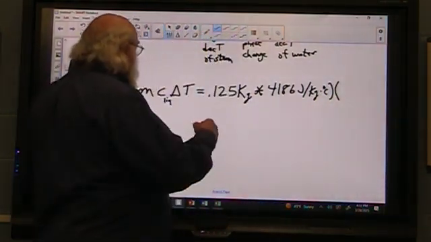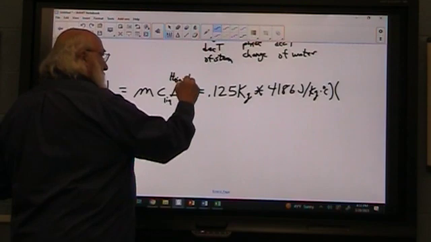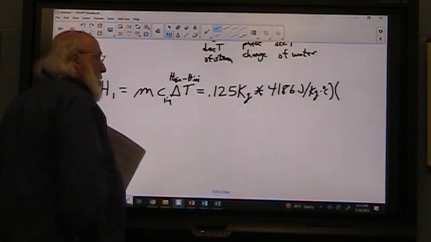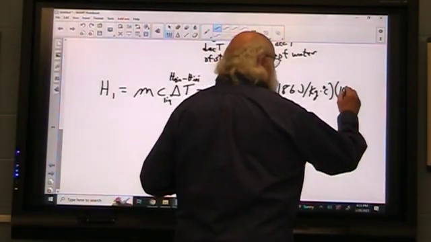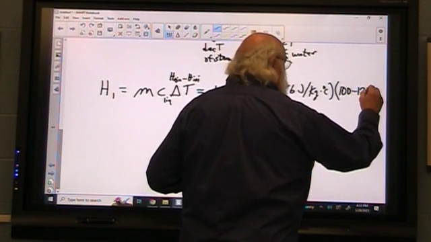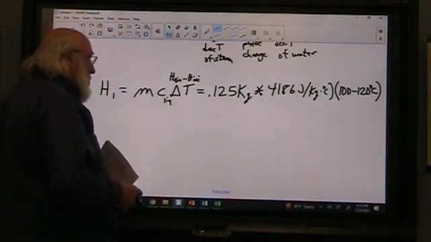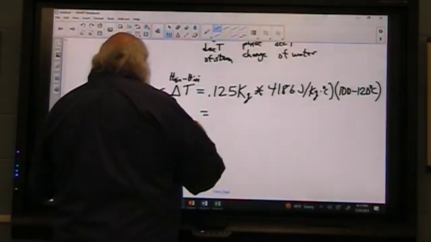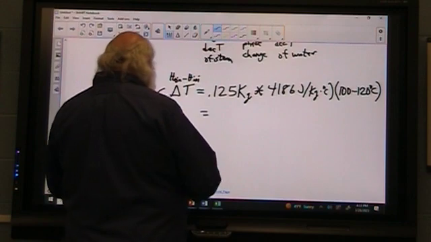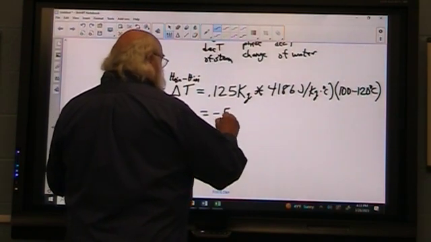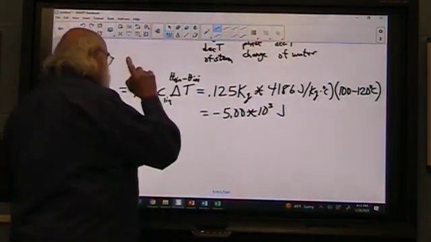Now the change in temperature again is final minus initial. The final temperature is going to end up being at 100 degrees, and the initial temperature was 120 degrees. So as you can see, that's going to give us our negative value. This indeed is an exothermic reaction, so this is what has to happen. We calculate this, punch it into our calculator, and we get negative 5.00 times 10 to the third joules. So that's H1.